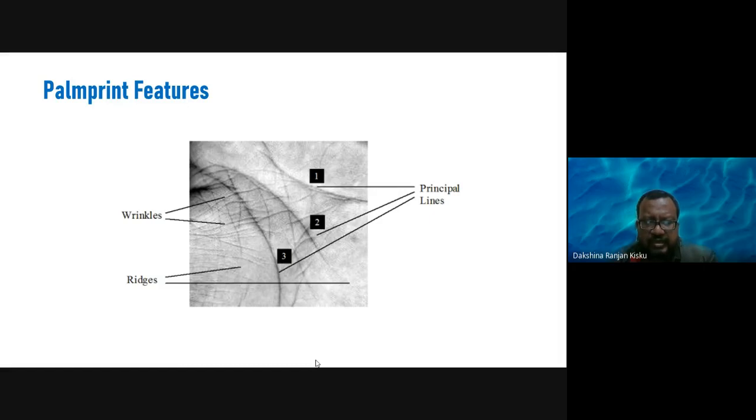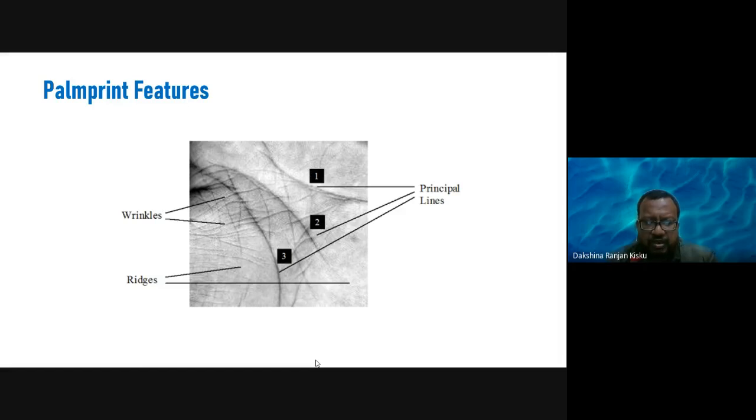Wrinkles may be thick lines, wrinkles may be thinner lines. So we can have coarse wrinkles, we can have fine wrinkles. Wrinkles can have different groups, so we can have different types of wrinkles, and we can have ridges.